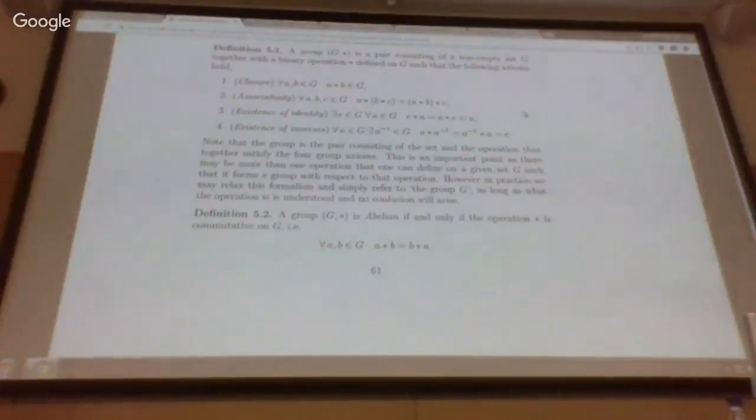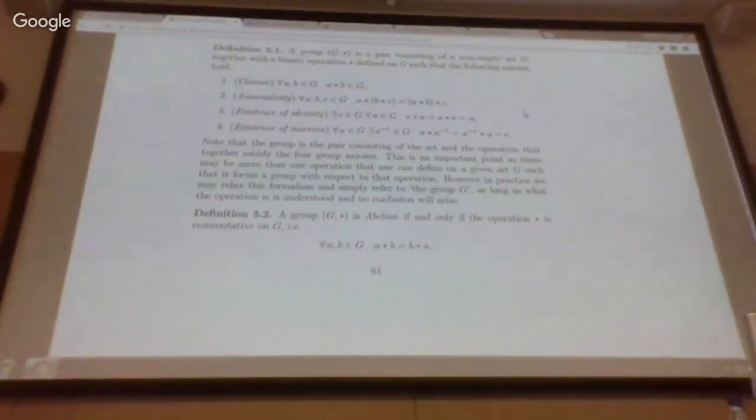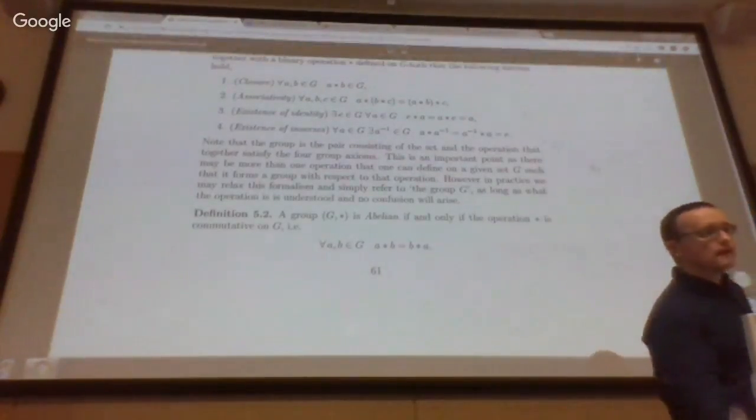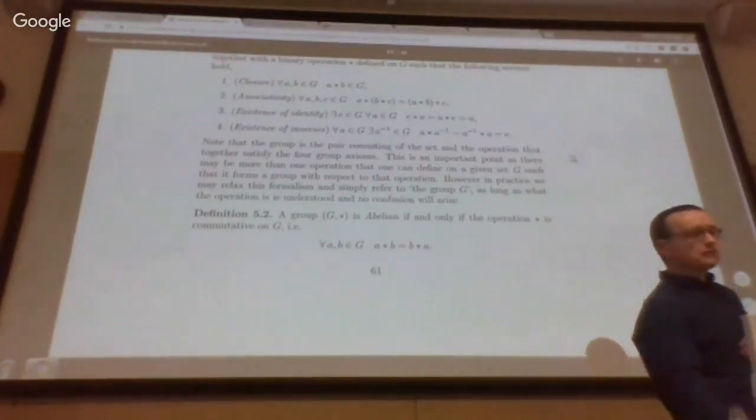If the system, by the system I mean the set G together with the operation, satisfies those four axioms, then it's called a group. You can think of these conditions as, in some way, the minimal set of conditions we require in order to call the thing mathematically interesting. So just a few remarks following the definition.